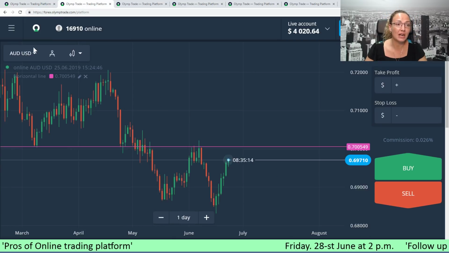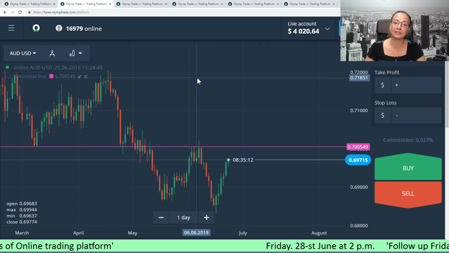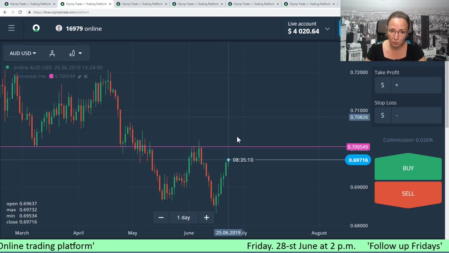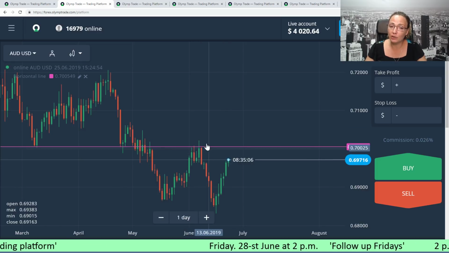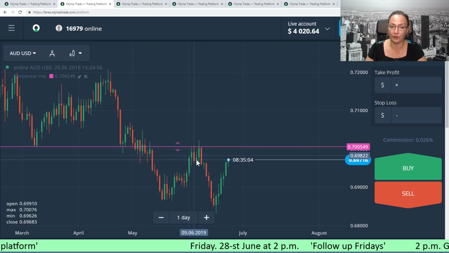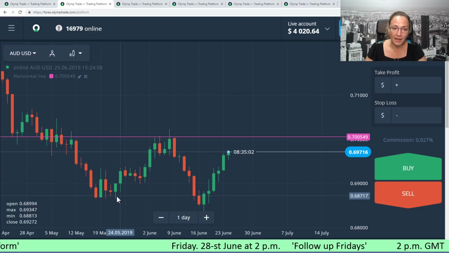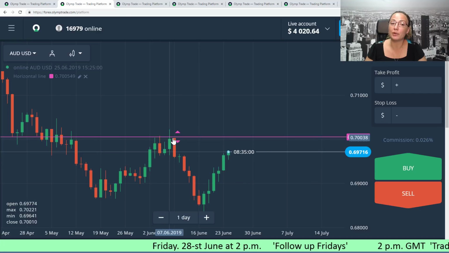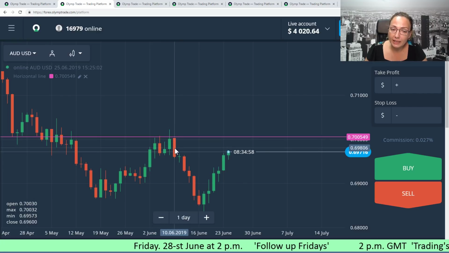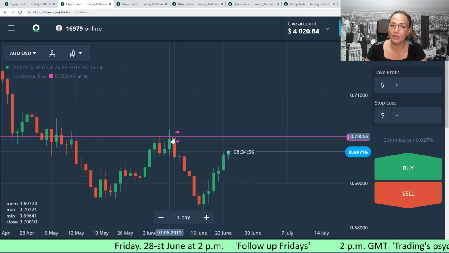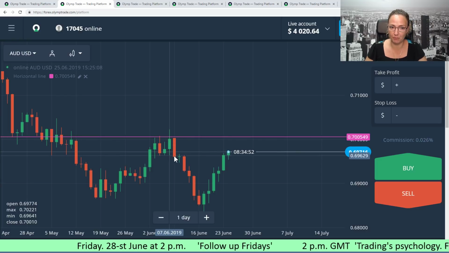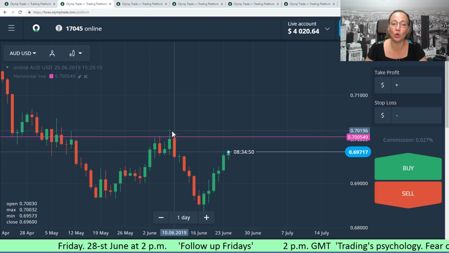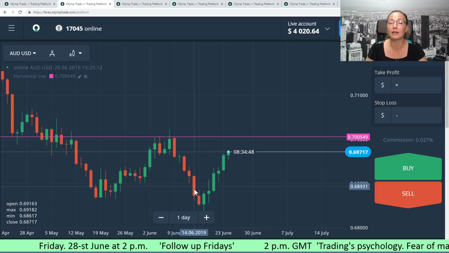I have here the Australian dollar against the US dollar. Here I would like to show you a bearish engulfing pattern. It is following an uptrend, and as you can see, the price opened above the previous green bar and closed below the previous green bar. So it completely engulfs it, and it set off a downtrend.